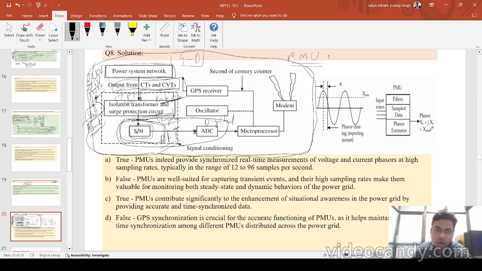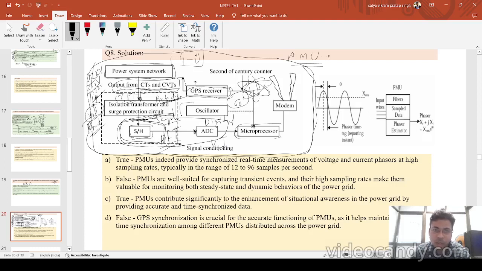Then this digital data of voltage and current goes to a microprocessor which is connected to a GPS receiver. What do I mean by GPS receiver? There are 6 satellites around the Earth in geostationary positions at 60-degree angles, receiving data from every geographical location of the world. That is the GPS, and it is connected to this microprocessor.